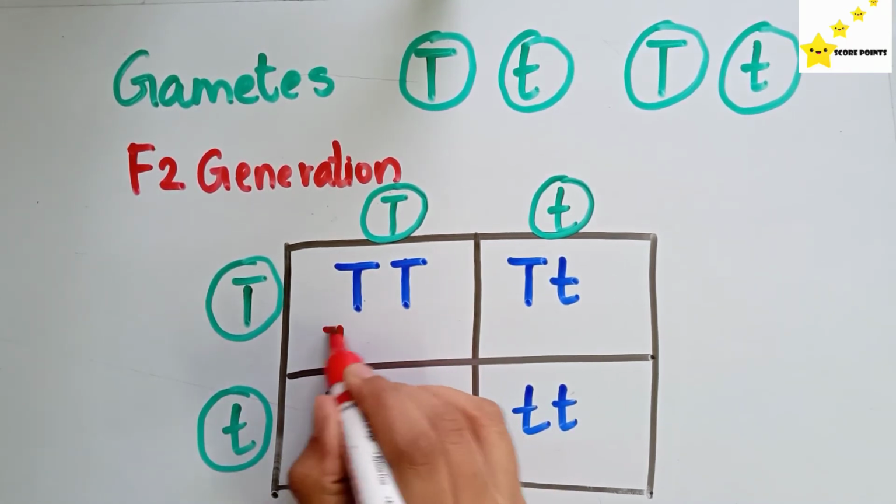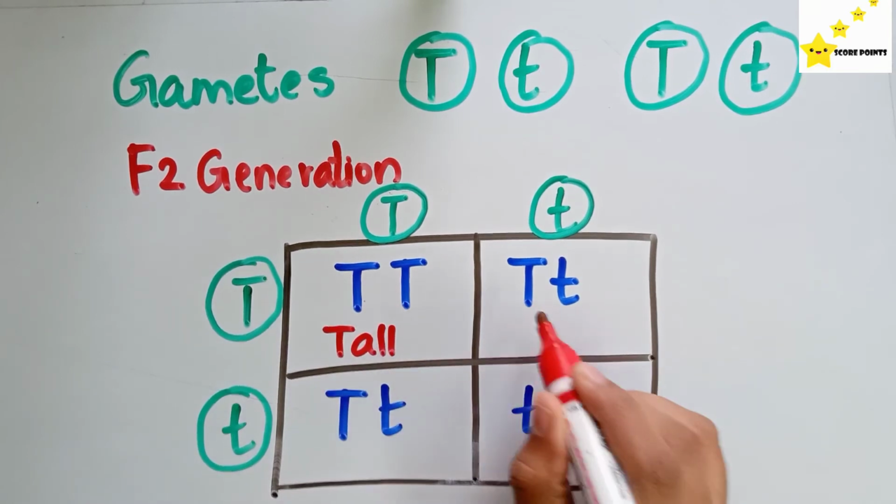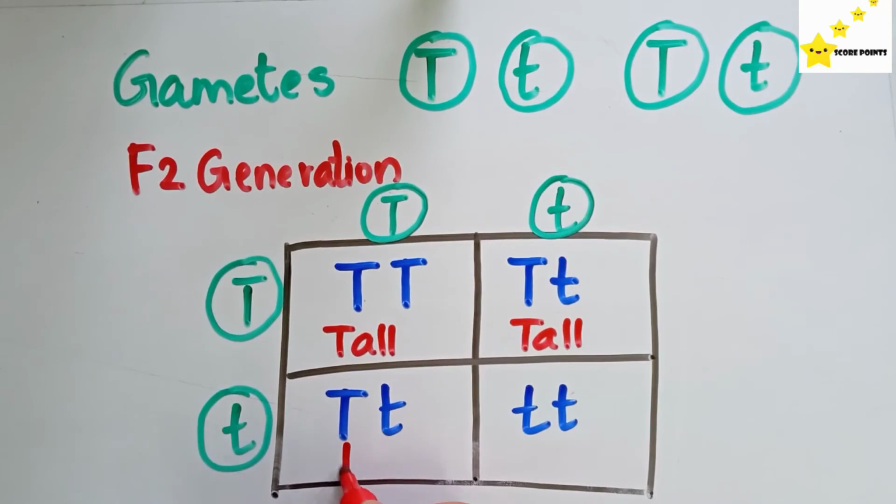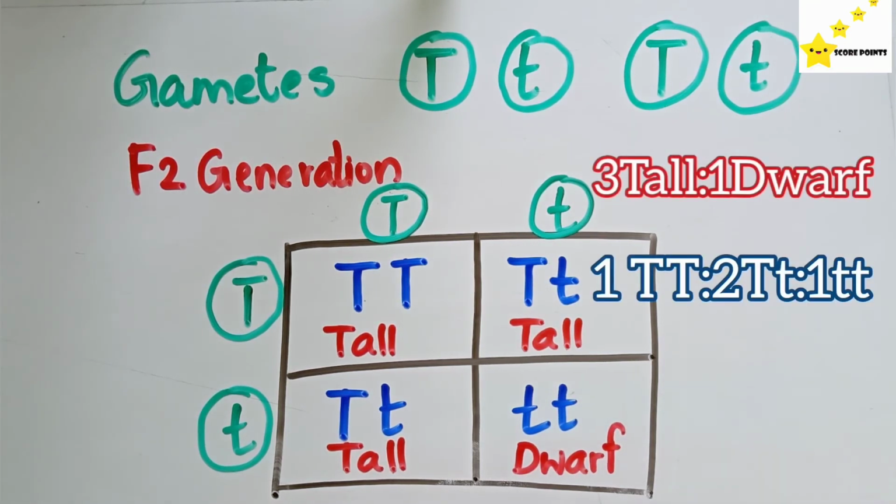Here you can see the first one is homozygous dominant, so it is the tall character. The next one is heterozygous dominant. Because of the presence of a capital T, we can say that it is dominant. The last one is homozygous identical recessive character, so it is dwarf. Using the checkerboard, we have completed the F2 generation. From this, we can write the monohybrid phenotypic and genotypic ratio.